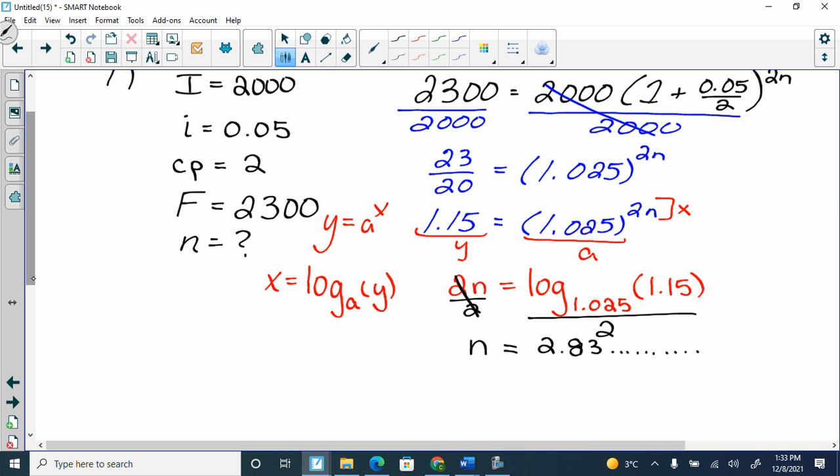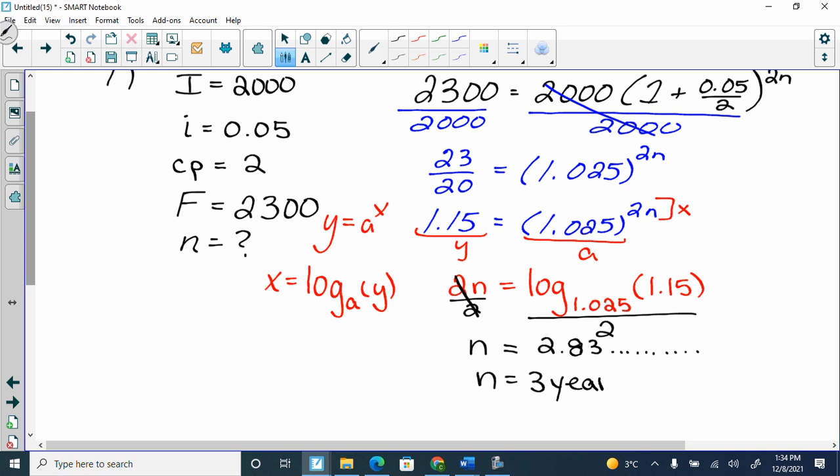So it says here that he needs to make the $300 interest. If I round it down to 2, is he making the $300 interest? No. Even if it was 2.1, I still could not round it down to 2. He would not make the $300 interest. So this is actually 3 years.